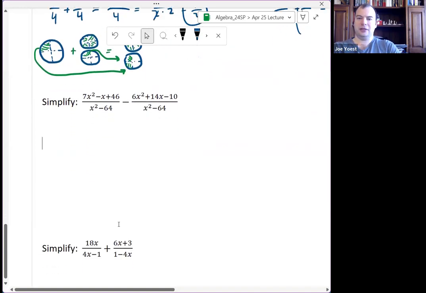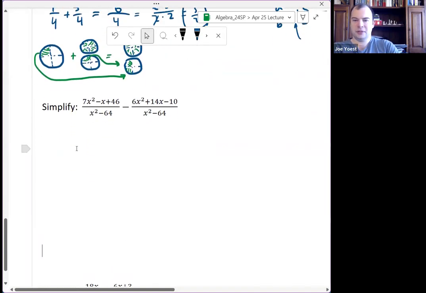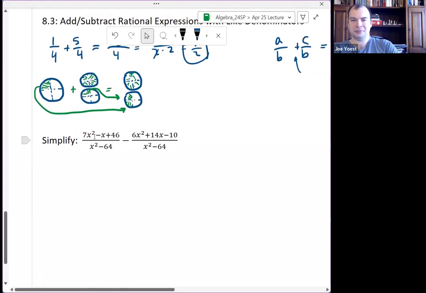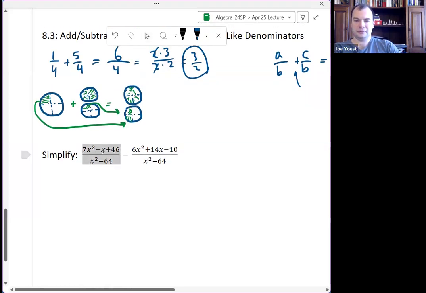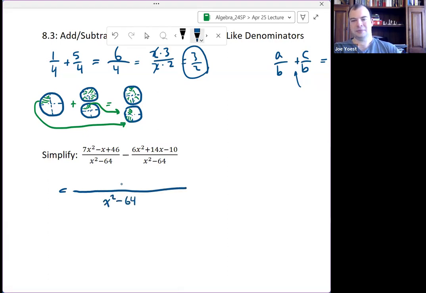Okay, so what does this look like in the context of a rational expression then? Well, the idea is the same. I have a denominator of x squared minus 64. That kind of sets the size of the pizza slice, so to speak. And then I have 2 numerators. I'm subtracting these fractions. Well, this difference is just going to be a fraction with the same denominator as the original one. And the new numerator is going to be the difference of the previous numerators.